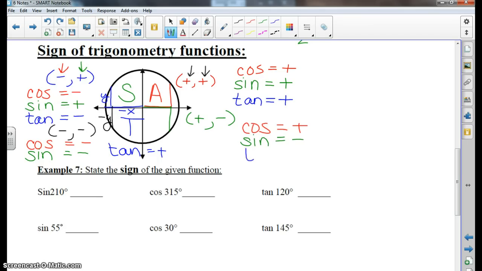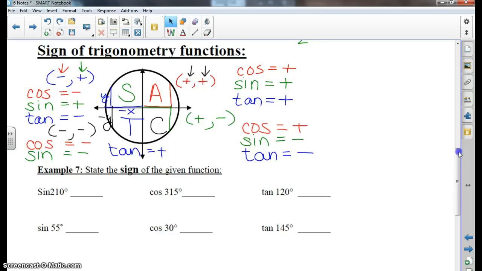And the tangent of any angle that lands in the fourth quadrant, which is a y over an x, or a sine over a cosine, is a negative over a positive, or a negative. This means that in the fourth quadrant, the only function that will be positive will be the cosine function.